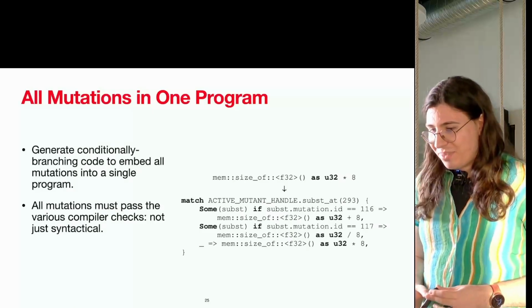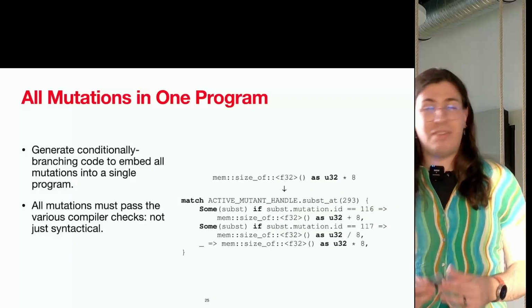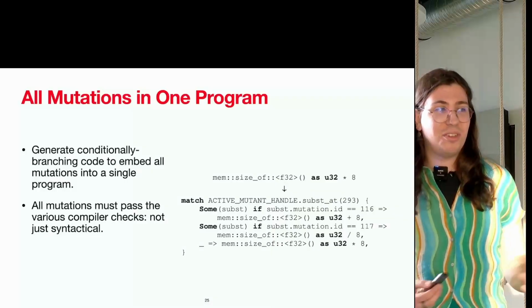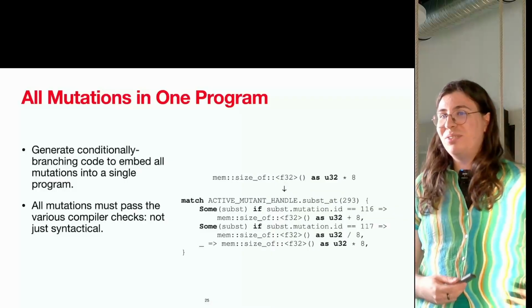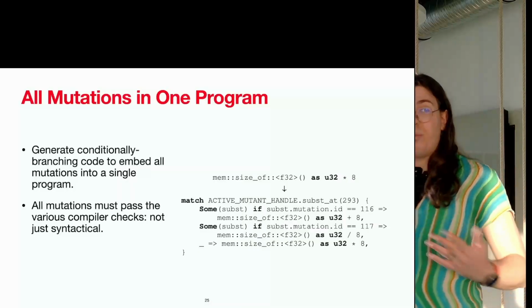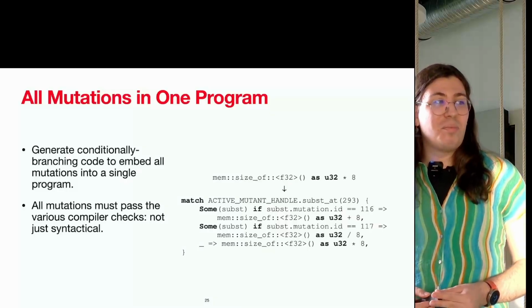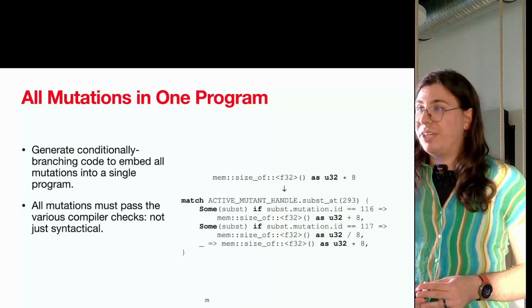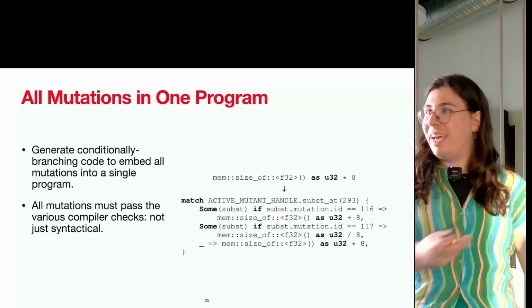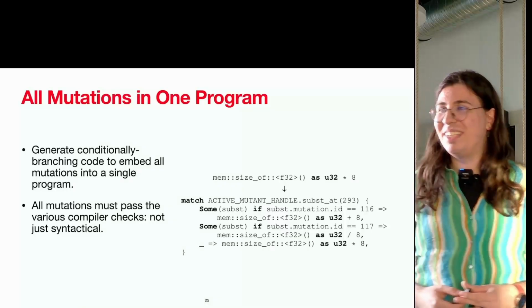And of course, for this to work, all of the mutations we generate must pass the various compiler checks. So of course, the one downside of trying to do it so efficiently is that if you have a bug in mutest-rs or in the operators, and you generate something incorrect, then the compiler will reject everything. So one mutation can, in fact, take down the entire process.